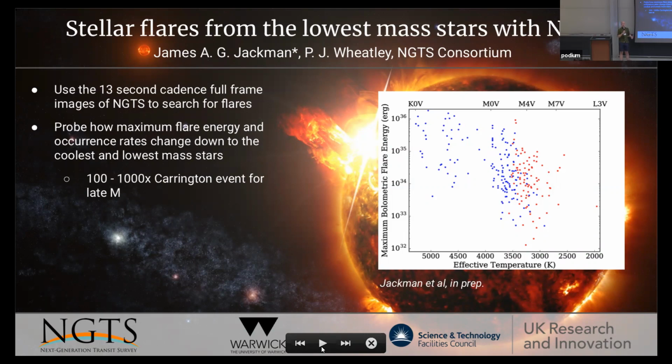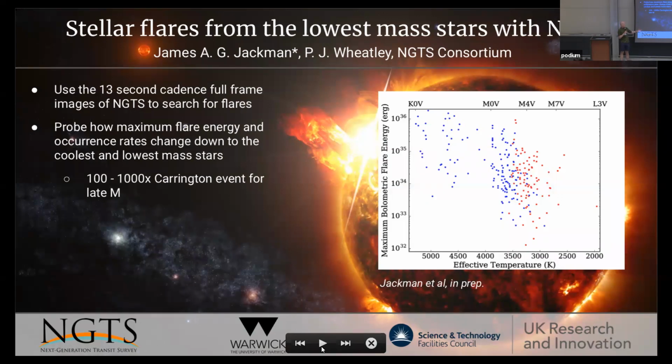So we're using NGTS to observe stellar flares across a large range of spectral types and see how various properties vary. So properties such as duration, amplitude, and energy. An example plot on the right-hand side, of which you can see an updated version on my poster, shows the maximum flare energy varying as a function of spectral type. And we can see for M stars, you can have hundreds to 1,000 times the Carrington event, which is the maximum energy we've ever seen from the sun.